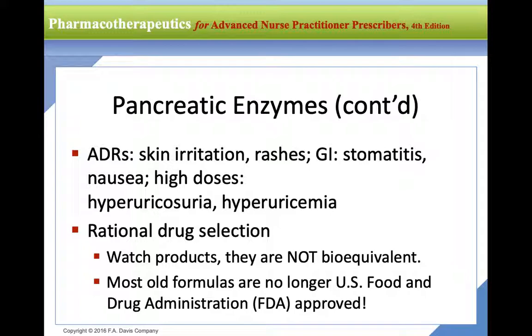Adverse drug reactions are skin irritation, rashes. You can have stomatitis, nausea at high doses, hyperuricosuria and hyperuricemia. When you're looking at products, you want to watch them. They're not bioequivalent. It says most older formulas are no longer US FDA approved.